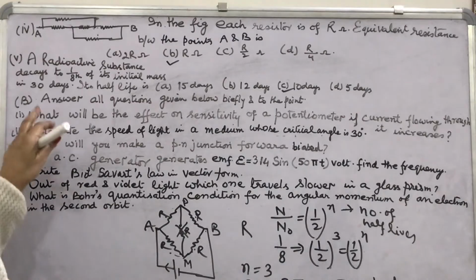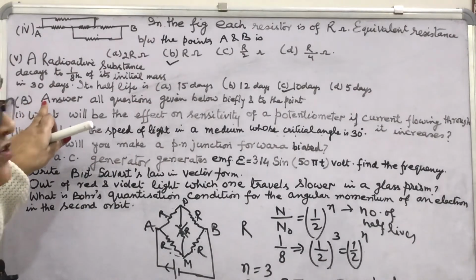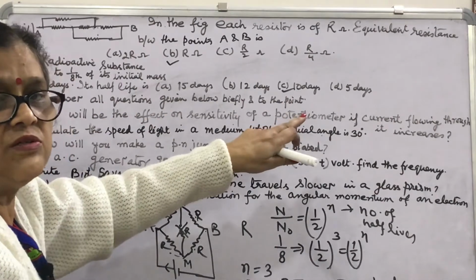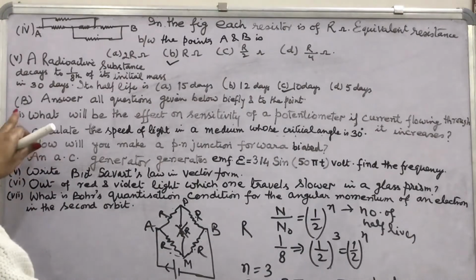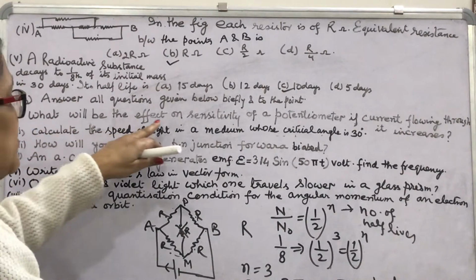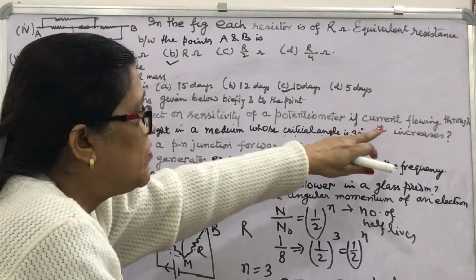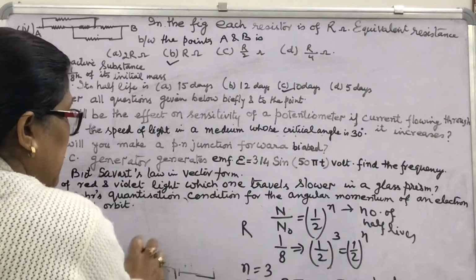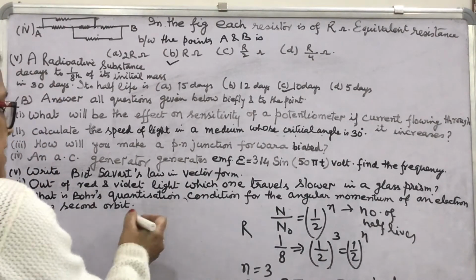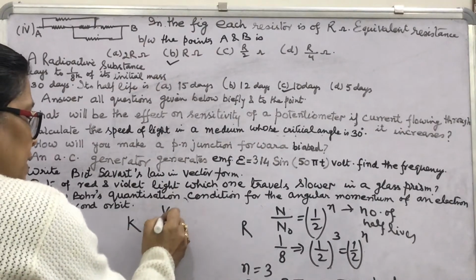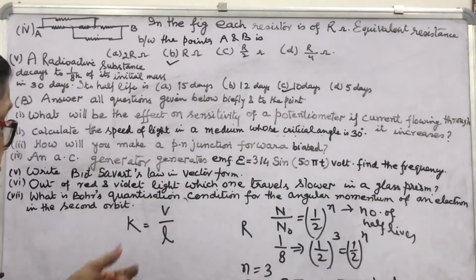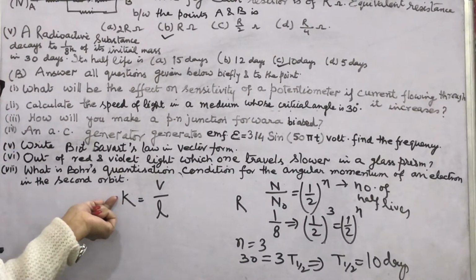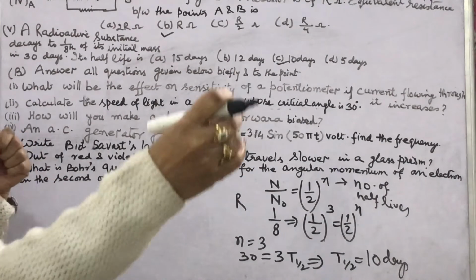Okay. Now answer all the questions in part B. Same as the first question: answer all questions given below briefly and to the point. So these are very short answer questions. First part: what will be the effect on the sensitivity of a potentiometer if the current flowing through it increases? Again, you should know that in the case of a potentiometer, the sensitivity is given by K equal to V by L, and the more the length, the lesser the sensitivity. So in a potentiometer we take a longer length.